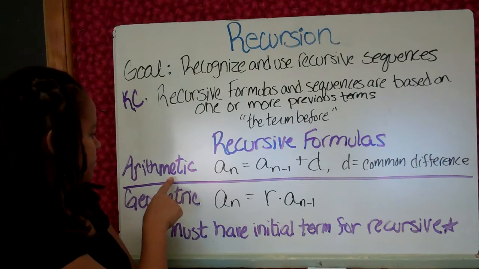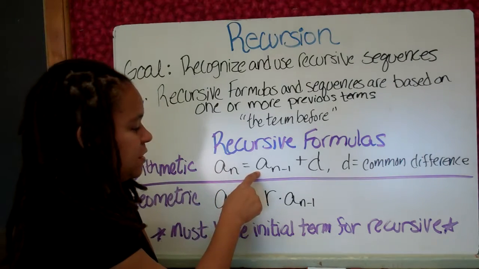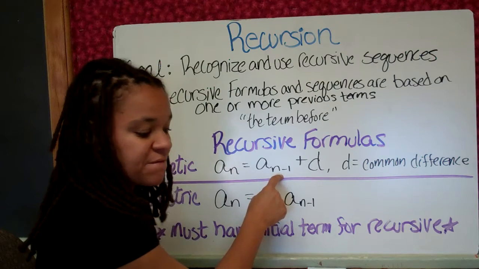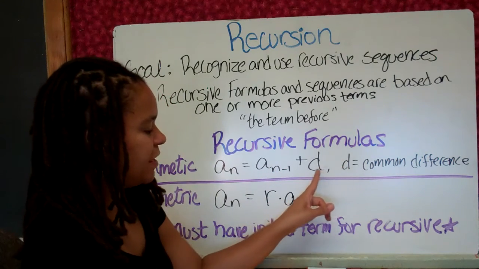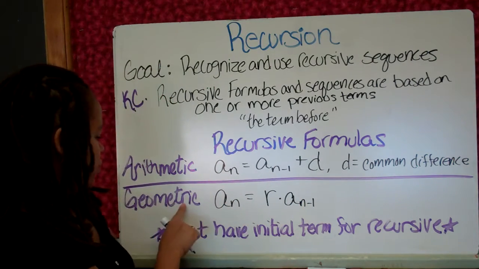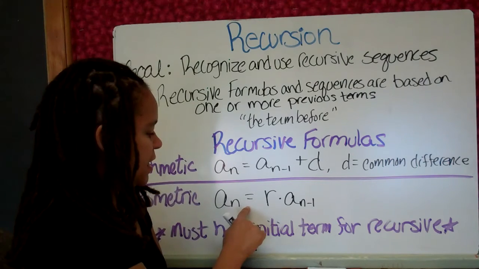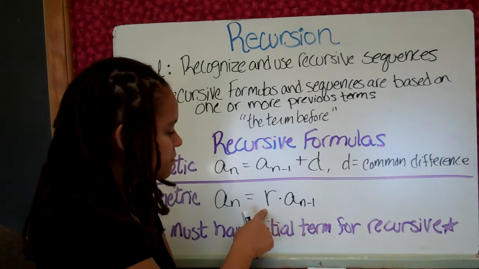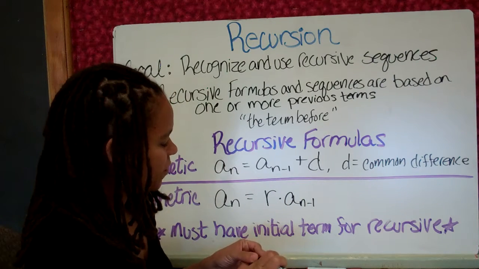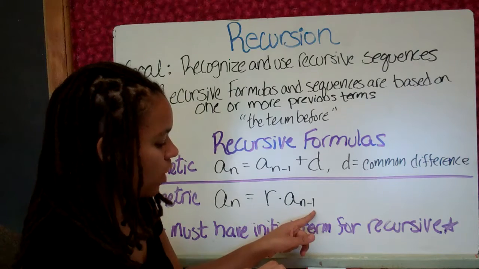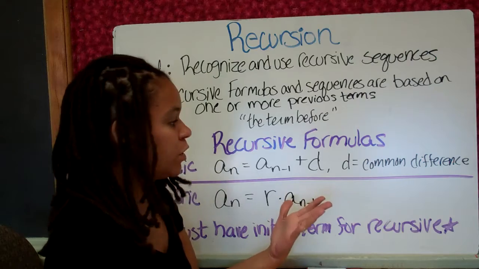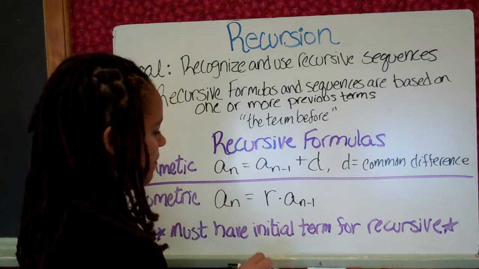For arithmetic, we have a sub n is equal to a sub n minus 1. That means the term before. And then plus d, nothing different. d is our common difference. And then for geometric, we have a sub n is equal to r, the common ratio, times a sub n minus 1. So our d and our r are exactly the same, and we're going to be using them in recursive formulas.